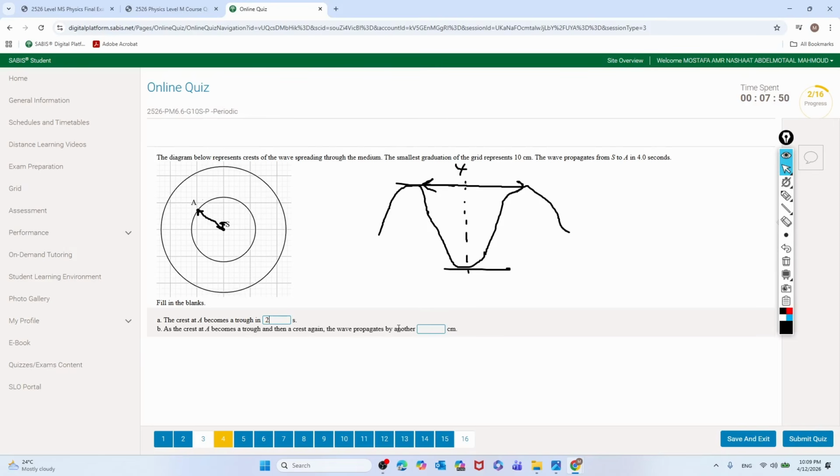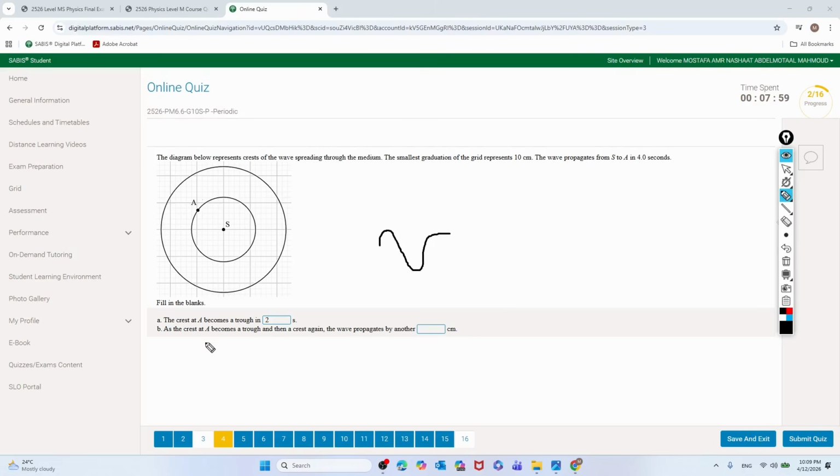The wave propagates by another something centimeters. So for a full wavelength, from crest to crest, for crest A to become a trough, then a crest again, a full wavelength is how many centimeters? It's basically the distance from S to A, so we can just count the small things. 10 centimeters, 20, 30, 40, 50, 60 centimeters. So 60 centimeters.